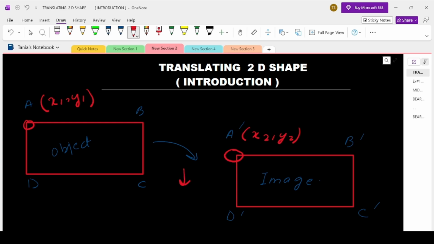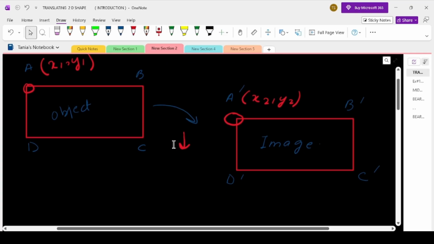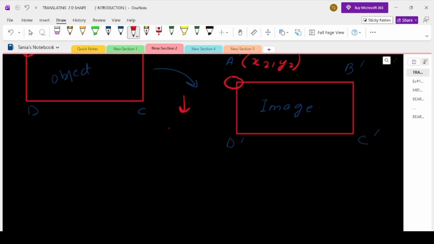So what is it that makes an object into the image? That is called the column vector. What is the column vector? A column vector is basically a special type of instruction by which we are changing our object into the image. For example, the column vector can be written as a, b.